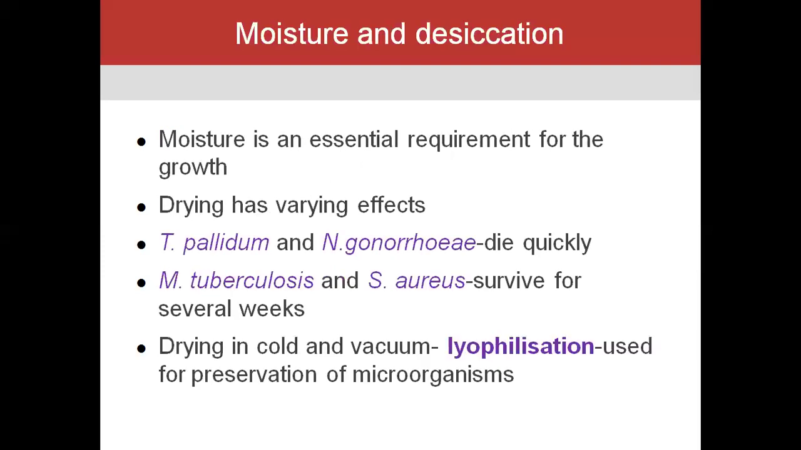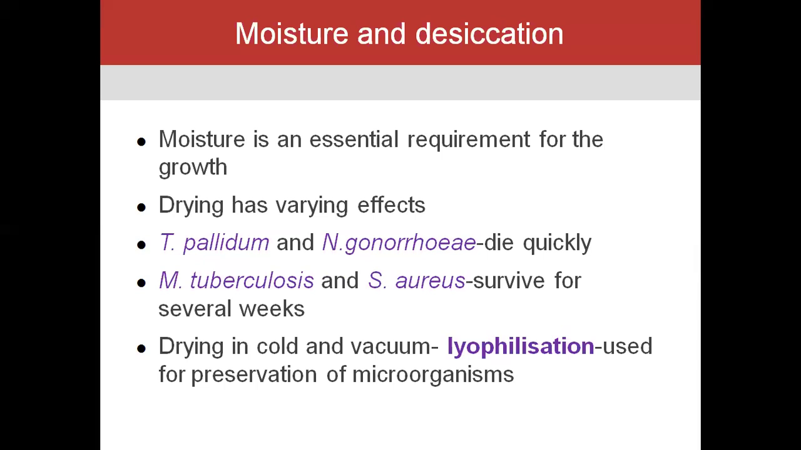Next, moisture and desiccation. Here, moisture is essential for the growth of the bacteria. So without the moisture, the bacteria cannot be grown. So drying has varying effects. If you see Treponema pallidum and Neisseria gonorrhoeae, they die quickly on exposure to room temperatures. On exposure to higher temperatures, they die quickly because they are very delicate bacteria.